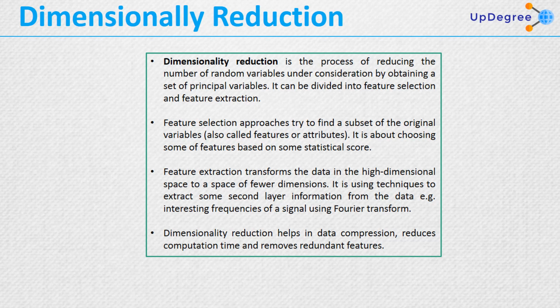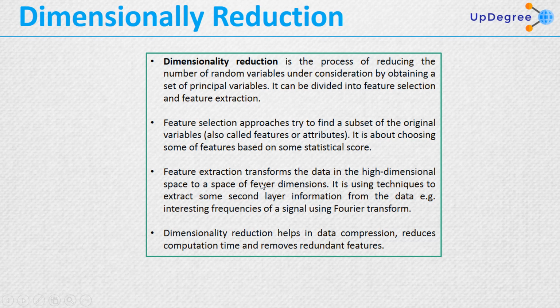Now the question comes to mind: how can I guess which feature attributes will be the principal feature attributes? Feature selection approaches try to find a subset of the original variables, also called features or attributes, and it is about choosing some of the features based on statistical scores. Here we shall apply some statistical score functions on these feature attributes, and those whose statistical score is higher will be treated as principal feature attributes. Those feature attributes with lower statistical scores will be discarded and not considered in the training, learning or forecasting.